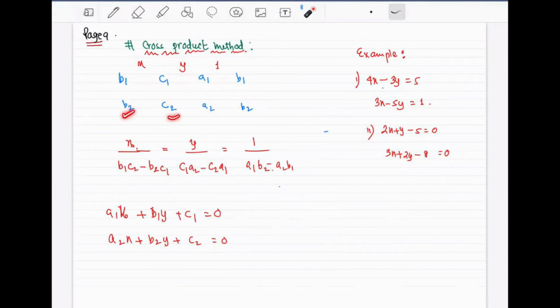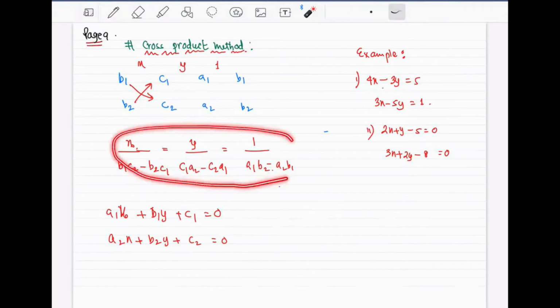There are 4 columns, right? Between the 4 columns, you put x here, y here, 1. And then you start like this. Put x divided by cross multiply like this. Don't start like this, okay? Don't start outwards. B1 C2 minus B2 C1 is equal to y by C1 A2 minus C2 A1, okay? And then you put 1 here, A1 B2 minus A2 B1.